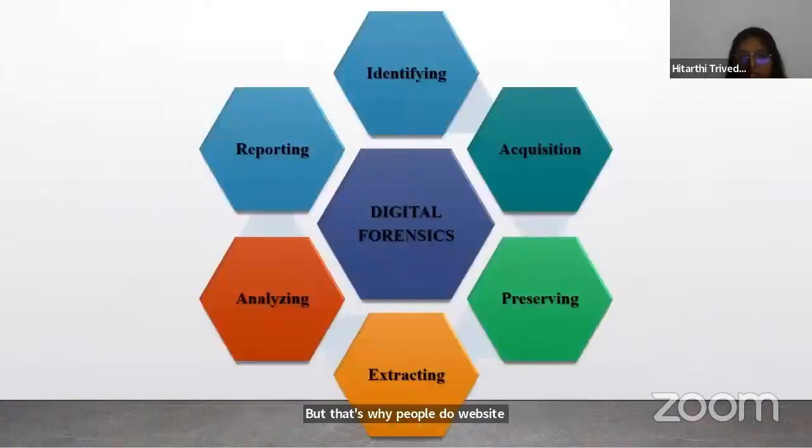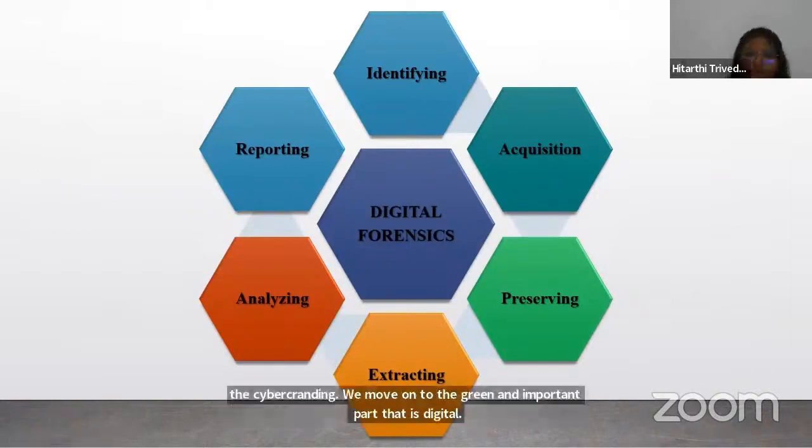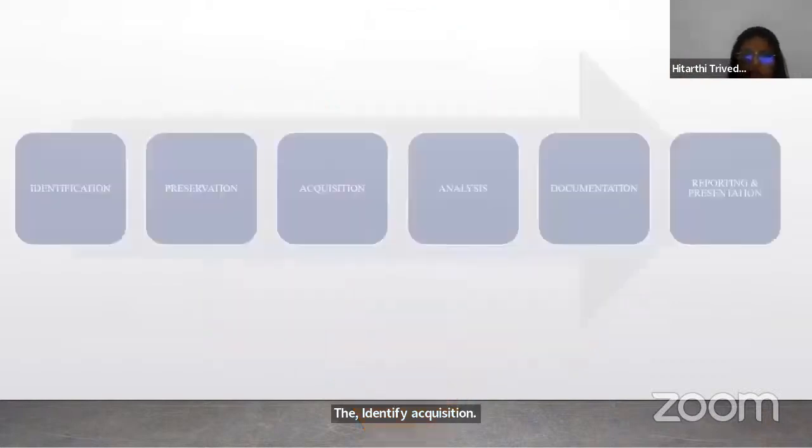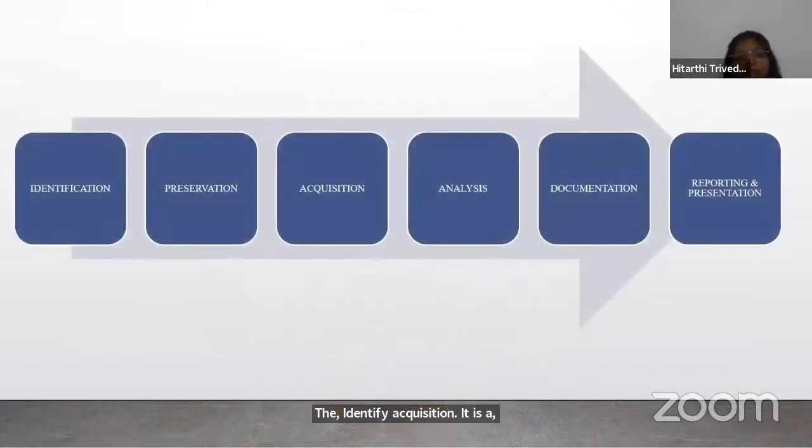Okay, we are done with cyber crime. We move on to the main and important part, that is digital forensics. Digital forensics involves steps like identifying, acquisition, preserving, extracting, analyzing, and reporting. Okay. Now let's talk about identification.